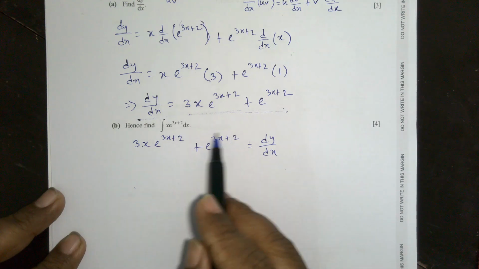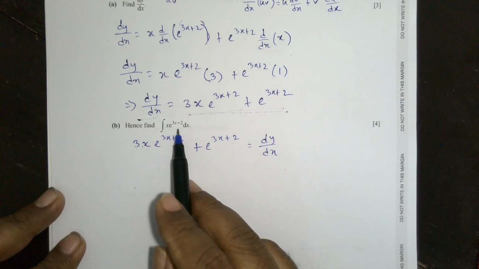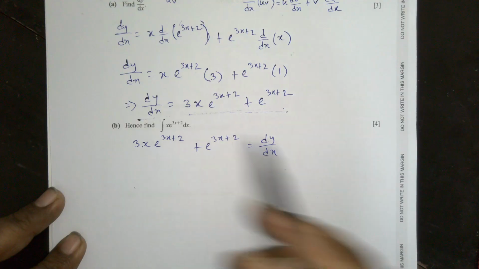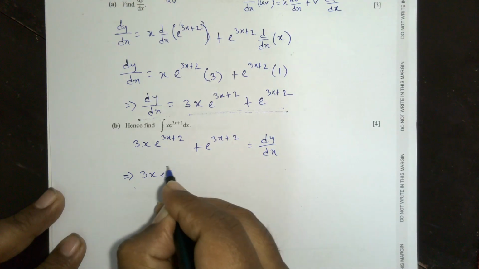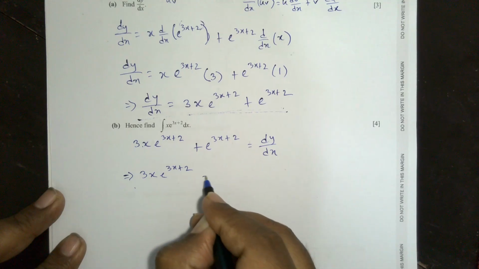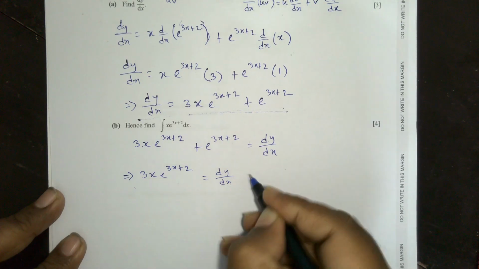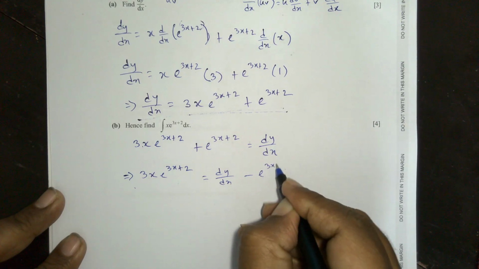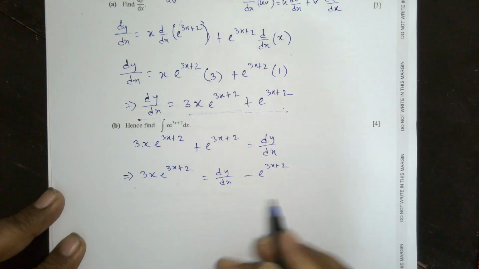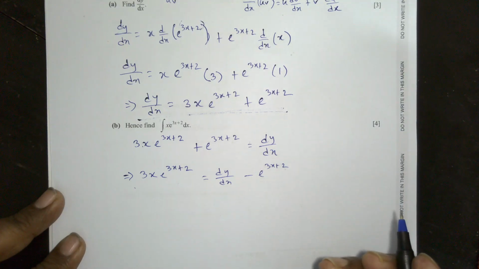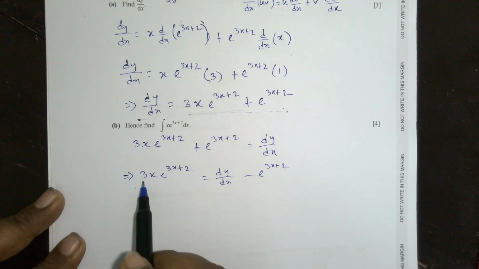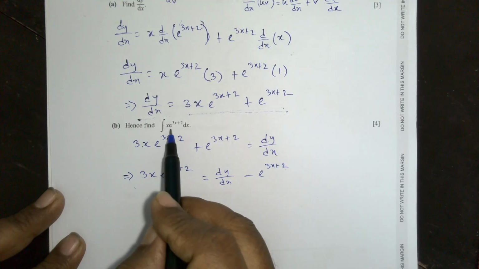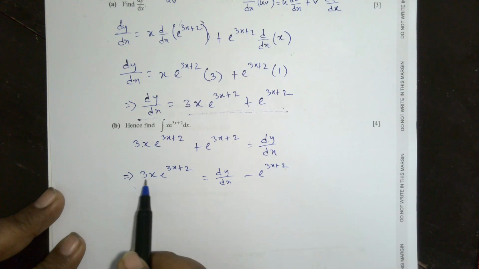At first we don't have this term on the left hand side, do we? No. So let's rearrange the equation first. I can write 3x times e to the power 3x plus 2 is equal to dy over dx minus e to the power 3x plus 2. So far so good, right? Now, does it have 3 in front of it? It has x times e to the power 3x plus 2, but it doesn't have 3 as a coefficient.